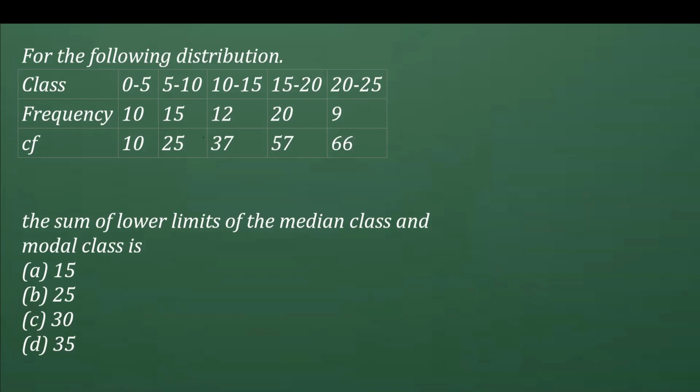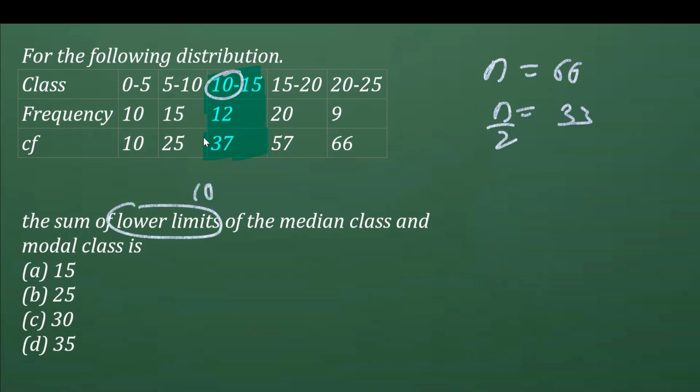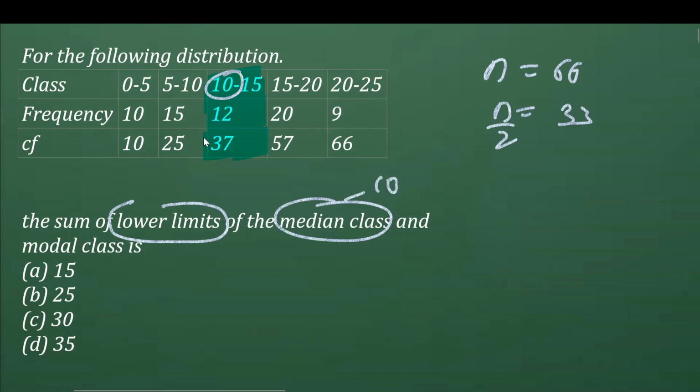Now we have N as 66. So first we get n over 2, which is 33. Now check, 33 lies over here, so this is going to be our median class. Then we have to find the lower limit of the median class, which is 10. But then we also have to find the lower limit of the modal class.